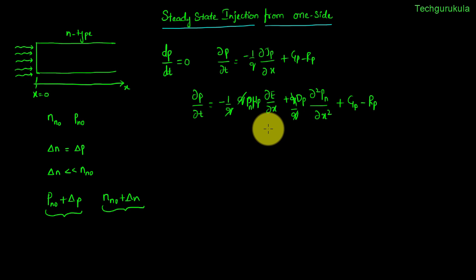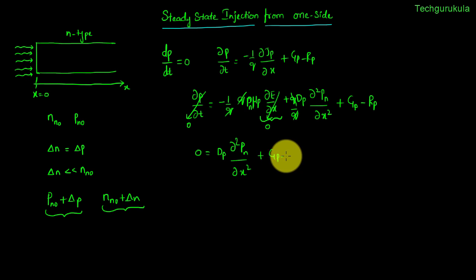In the low level injection assumption, we can say that the gradient is very small so that the electric field gradient can be neglected, and I'm taking it to be 0. And we know that ∂P/∂t is also 0 in steady state. So we can write this expression as 0 equal to Dp times ∂²Pn, the hole concentration in the N-type semiconductor, by ∂x² plus Gp minus Rp. We can rewrite this as ∂²Pn/∂x² is equal to Rp minus Gp over Dp. And we know that Rp minus Gp is actually the net recombination rate.